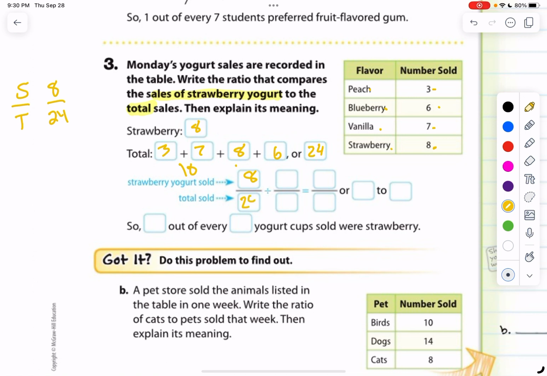Strawberry yogurt sold is 8. Total sold 24. They are both divisible by 8. 8 divided by 8 is 1. 24 divided by 8 is 3. Or we could say 1 strawberry sold for every 3 sold in all. So 1 out of every 3 yogurt cups sold were strawberry.